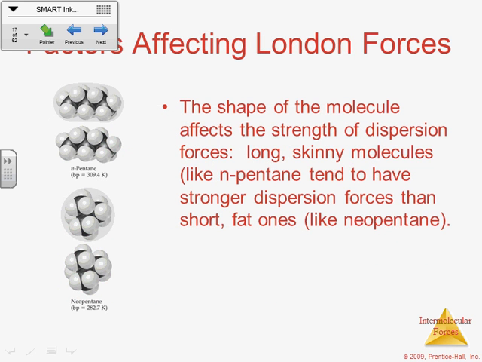The shape of the molecule also affects it. Okay? Long, skinny molecules, there's more places where they can be attracted to one another. Okay? And so you've got n-pentane with a boiling point of 309.4, because that's a little bit longer and skinnier. If you've got something like neopentane with a smaller surface area, then it's going to have a lower boiling point because there's just fewer points of attraction between those two. Okay?